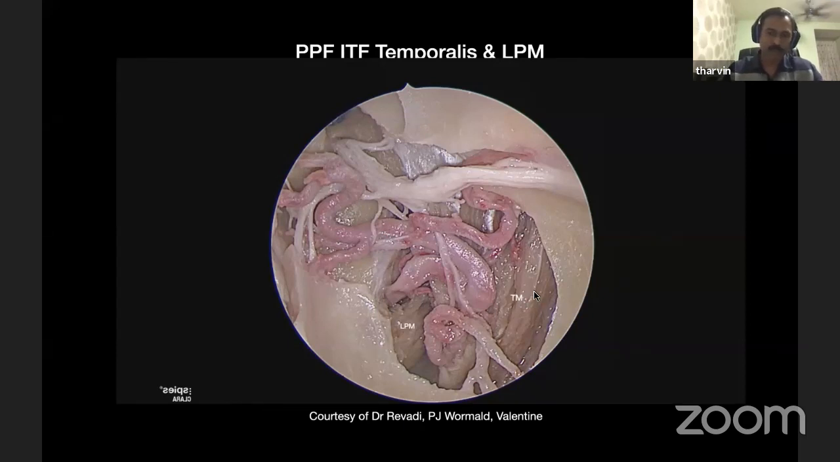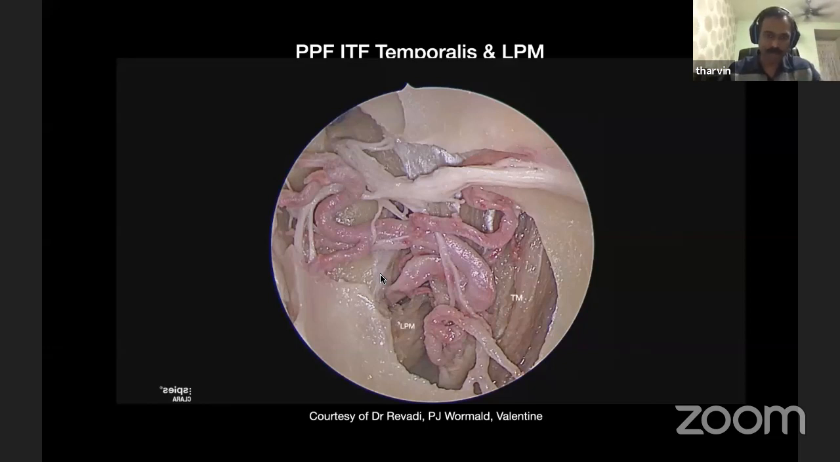To remember, the best way to remember the muscles of the infratemporal fossa is to start from the lateral. From the lateral is always temporalis, then we'll come to the lateral pterygoid, and only when we remove the lateral plate or the lateral pterygoid will we be able to see the middle pterygoid. So it's temporalis, lateral pterygoid, and then middle pterygoids.